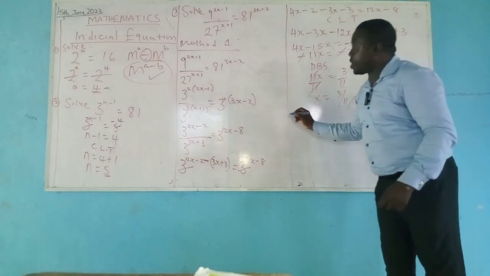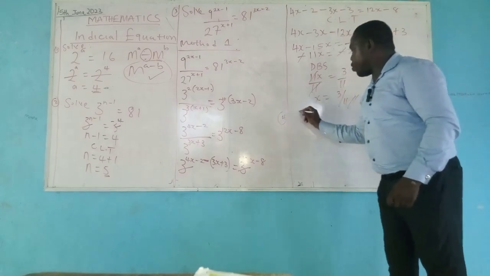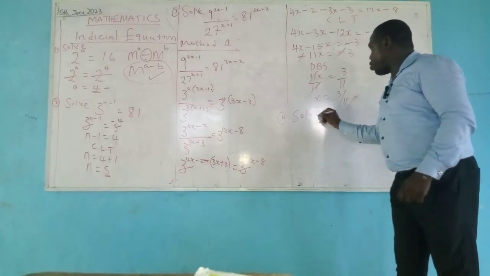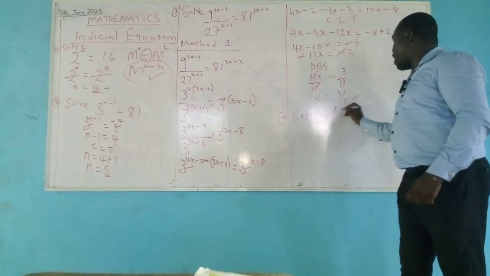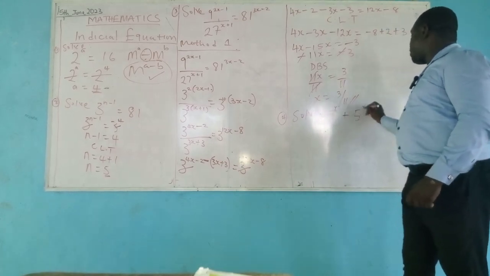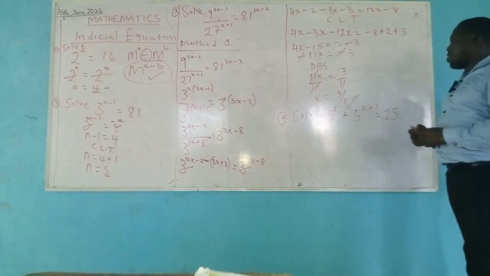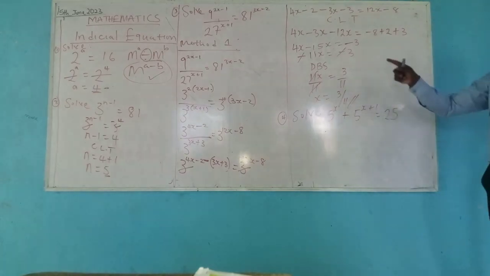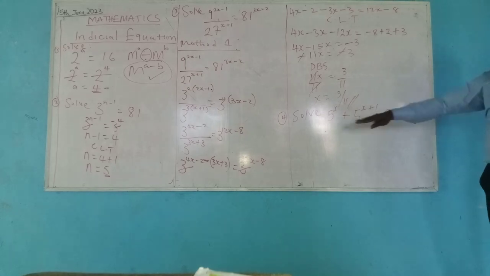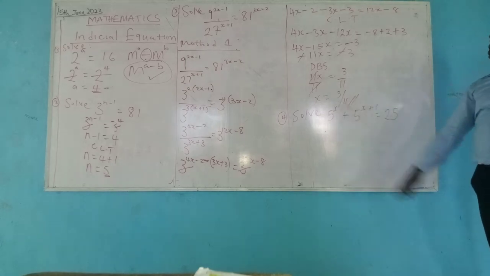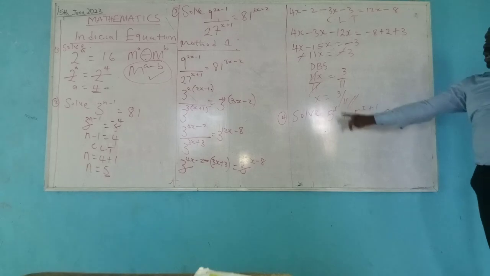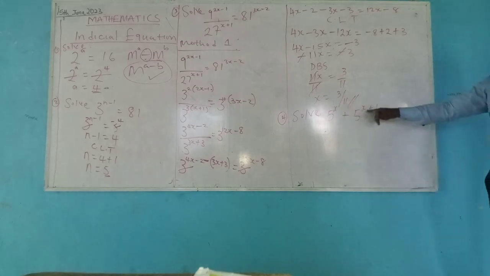Let me explain what I'm saying. Number 4. You are asked to solve something like this now. Solve 5 raised to power x plus 5 raised to power x plus 1 equals 25. This is not as direct as what we've been doing since, because here you have 5 raised to power x, and here you are having 5 raised to power x plus 1.